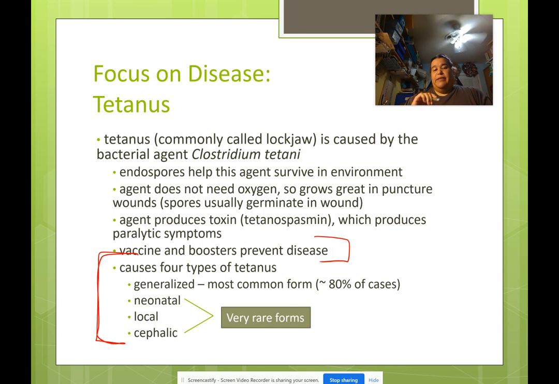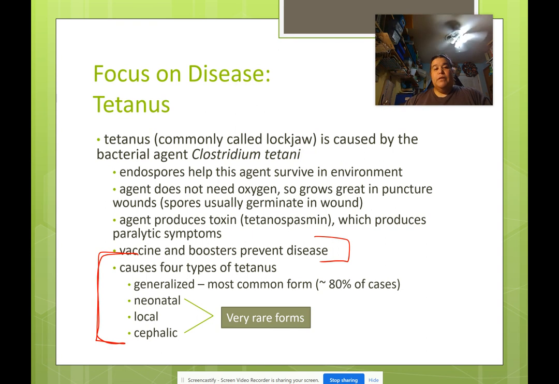Some of the muscle spasms that are created because of tetanospasmin are actually strong enough to break your own bones, just to kind of give you an idea of how bad this disease is. Very rare forms include neonatal, local, it's only one part of the body, and cephalic, which means it affects your head.